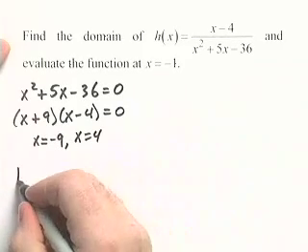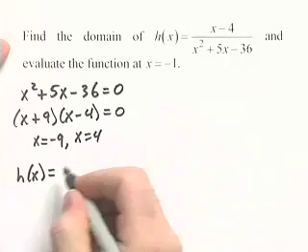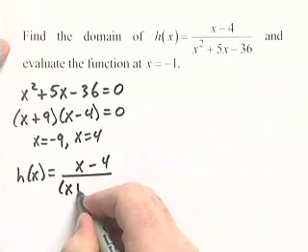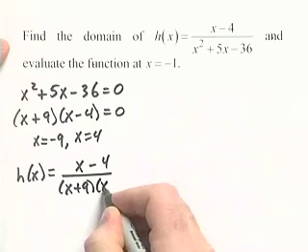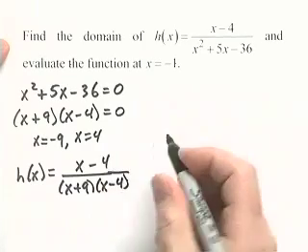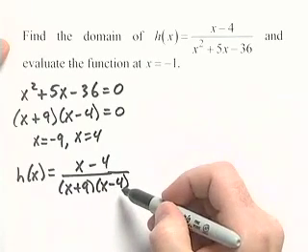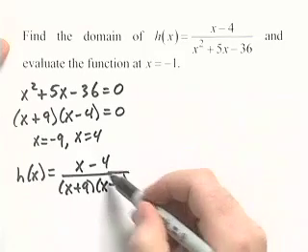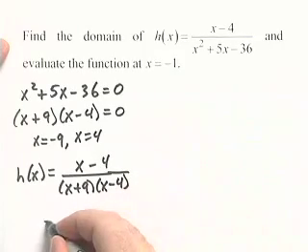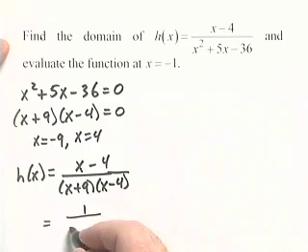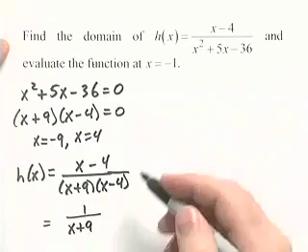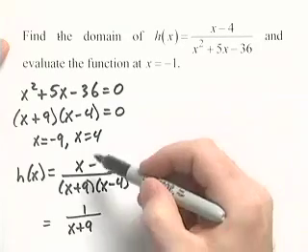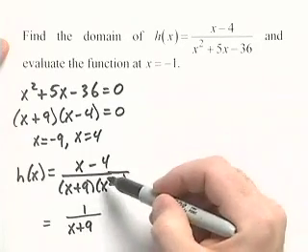If we rewrite our function in factored form, we'll have x minus 4 over x plus 9 times x minus 4. Now notice that we have an x minus 4 in the numerator and an x minus 4 in the denominator. You might be tempted to cancel the x minus 4 factors. If we did that, we'd end up with 1 over x plus 9. But then our domain is different, because here we can actually use 4 in our function, but up here in this factored form we cannot.